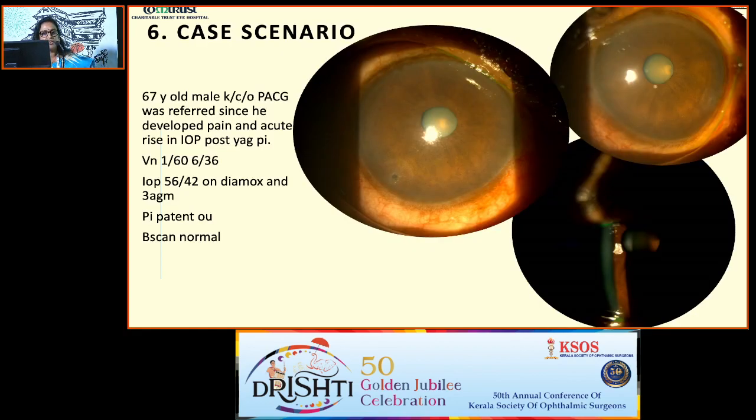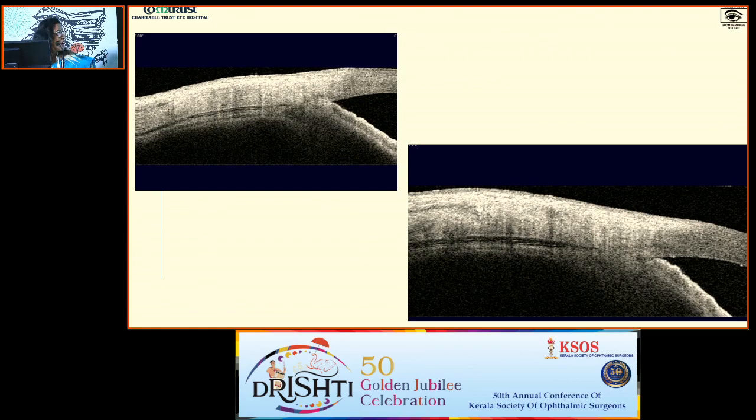Again, a 67-year-old male was referred with primary angle closure and developed severe pain after the PI. He was prescribed Diamox, and this Diamox caused the effusion and increased IOP. So the drug which is used to treat IOP can also cause problems unless you look for it.